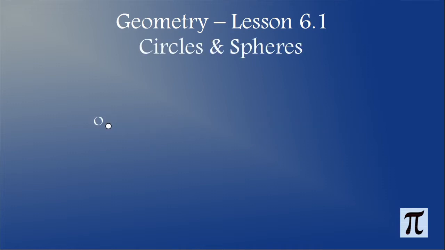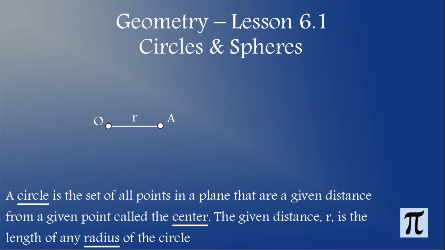Here we have point O. Next we're going to put point A a length of r away from it. So we have segment OA with a length of r. A circle is a set of all points in a plane that are a given distance from a given point called the center. The given distance r is the length of any radius of the circle.